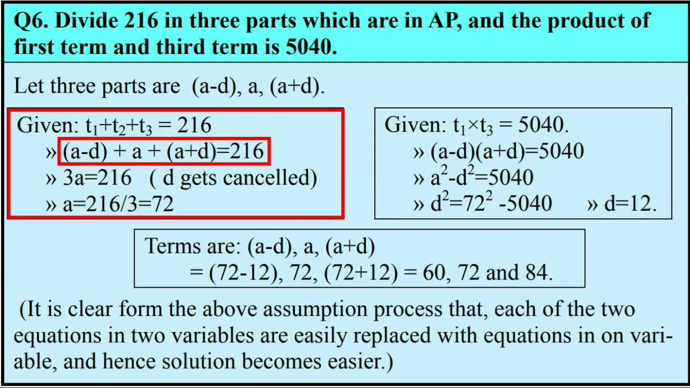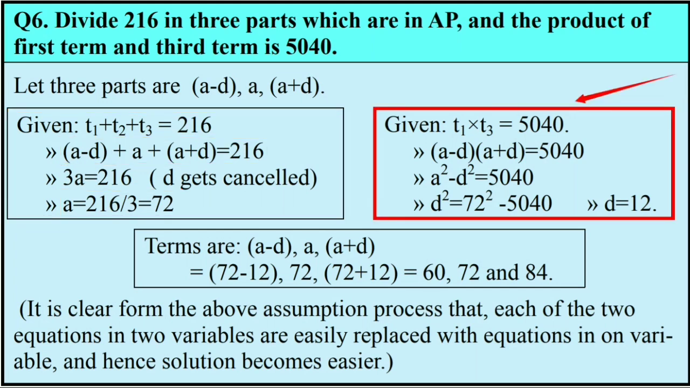It means an equation in two variables now becomes an equation in one variable only, and very easily we find the value of that variable. And here we find that D gets cancelled and A survives, and finally we get the value of A, 72. Let's observe the second block.